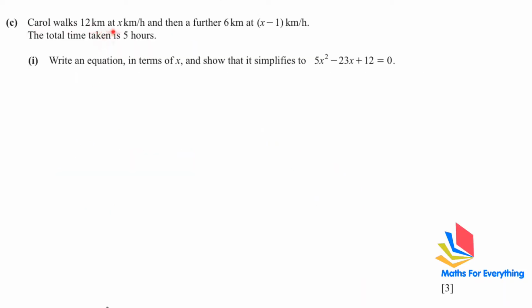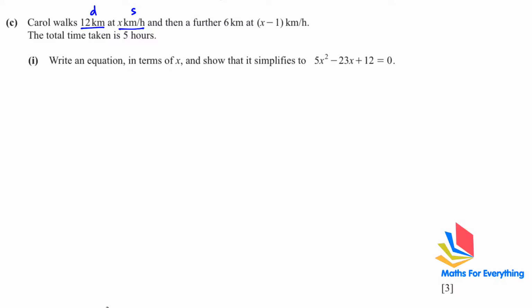Carol walks 12 km at x km per hour, then a further 6 km at x minus 1 km per hour. The total time taken is 5 hours. Write an equation in terms of x and show that it simplifies to 5x squared minus 23x plus 12 is equal to 0. We have been given the distance and the speed. So how do you find the time?